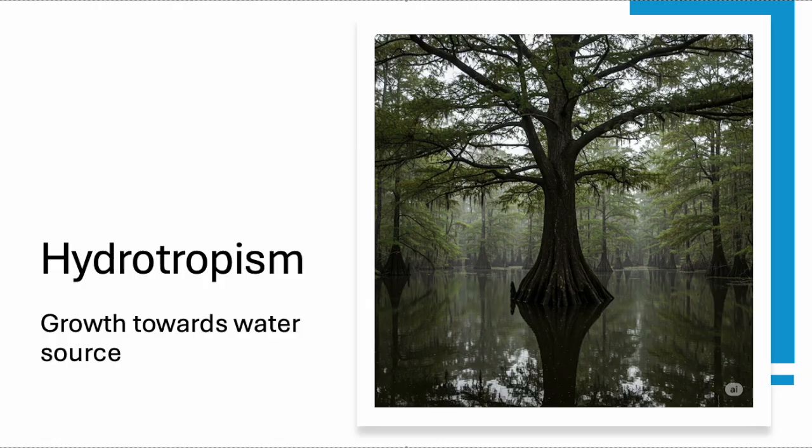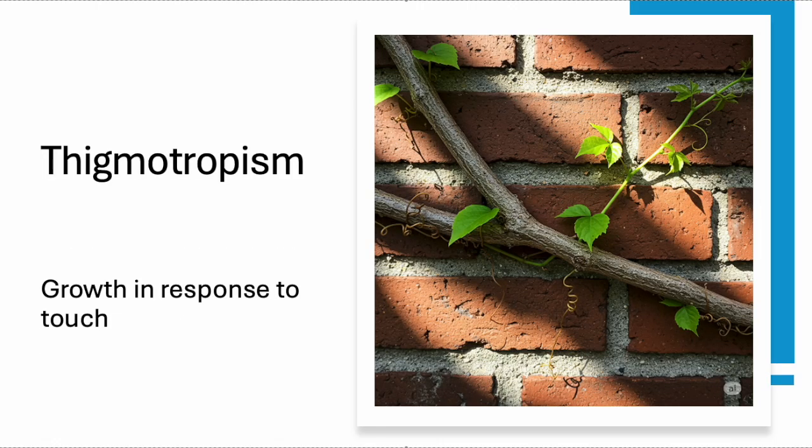The last tropism is called thigmotropism. This is when a plant grows in response to touch. Some plants, like vines, use thigmotropism to climb on things. When they touch a fence or a stick, they start to wrap around it.